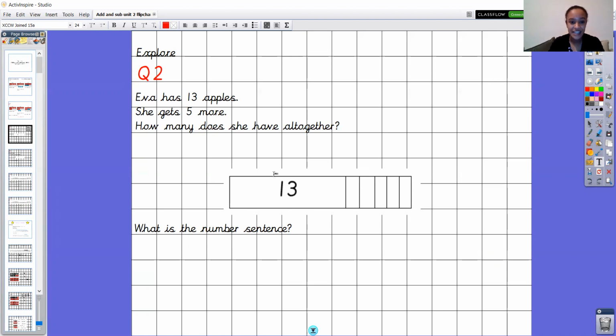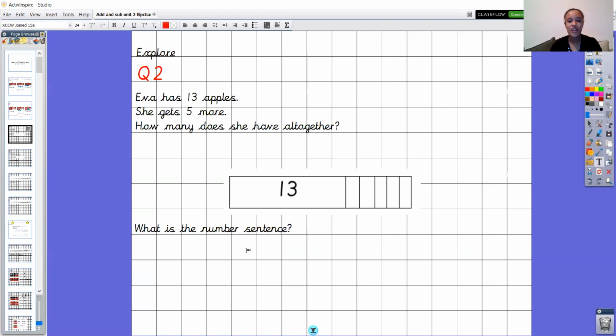Okay, so you need to put this number in your head and then count on the extra 5 to find out the answer. And then you need to write me the number sentence. Okay, so your job for question 2 is the number sentence that is shown in this question. Okay, so we've got Ava has 13 apples. She gets 5 more. How many does she have altogether? Okay, so pause the video and have a go at that one.